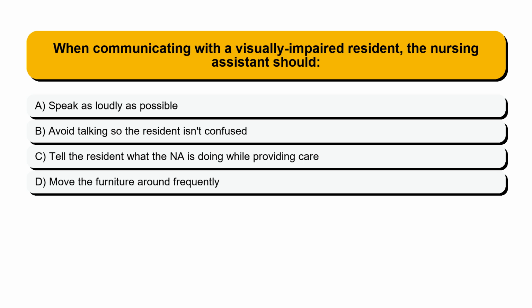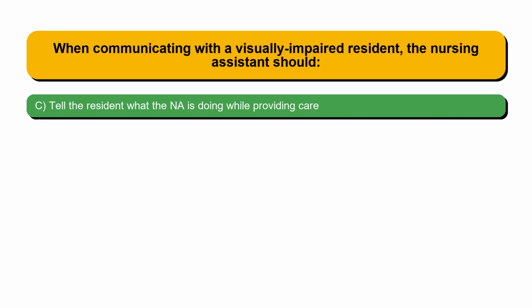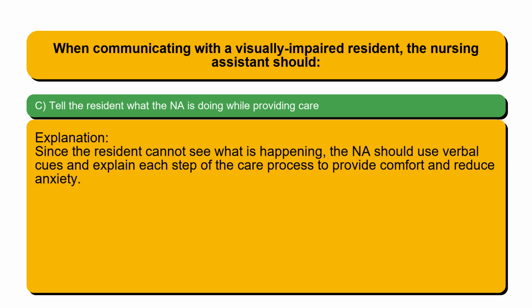Option D. Move the furniture around frequently. The correct answer is option C. Tell the resident what the NA is doing while providing care. Since the resident cannot see what is happening, the NA should use verbal cues and explain each step of the care process to provide comfort and reduce anxiety.